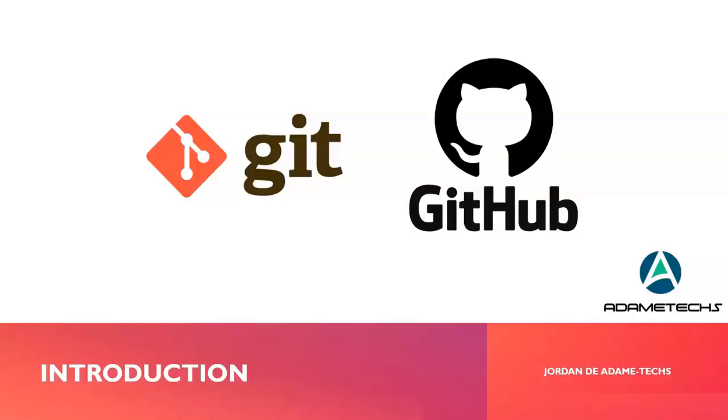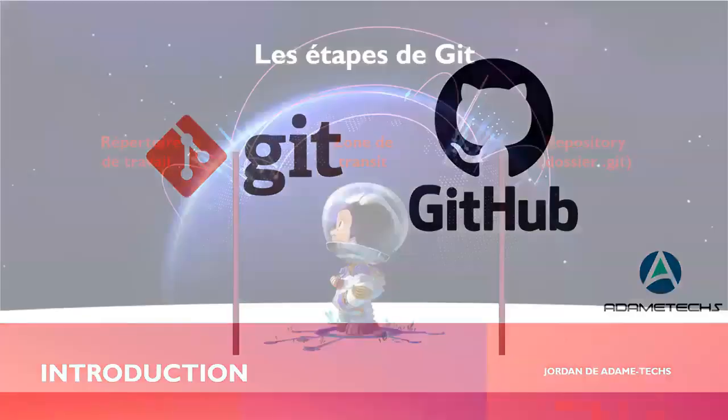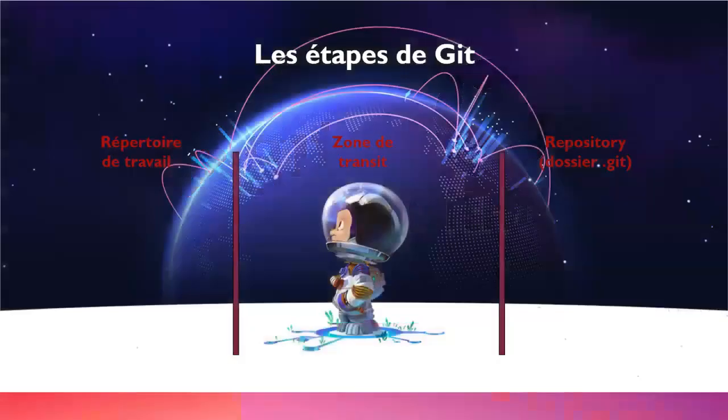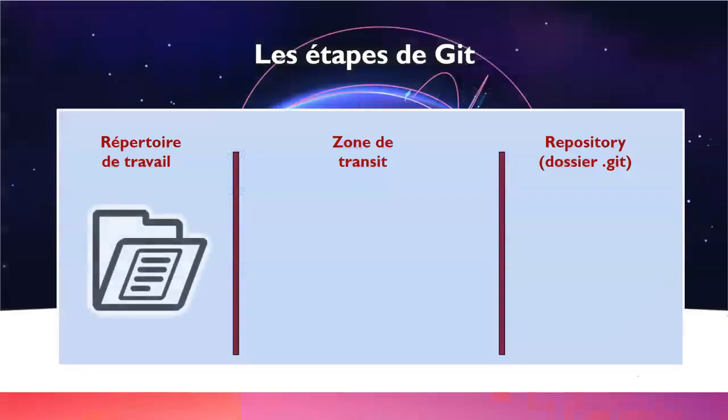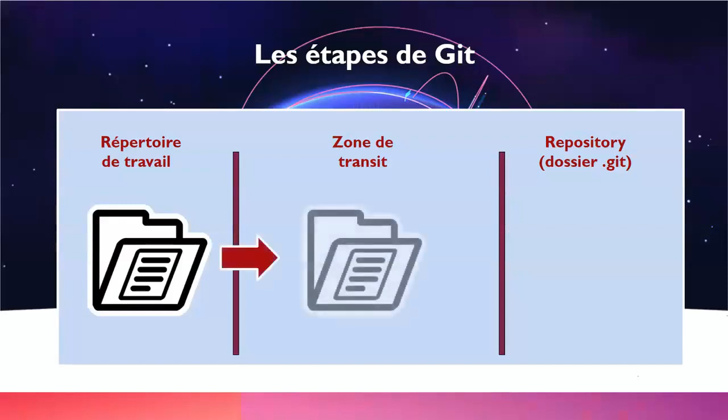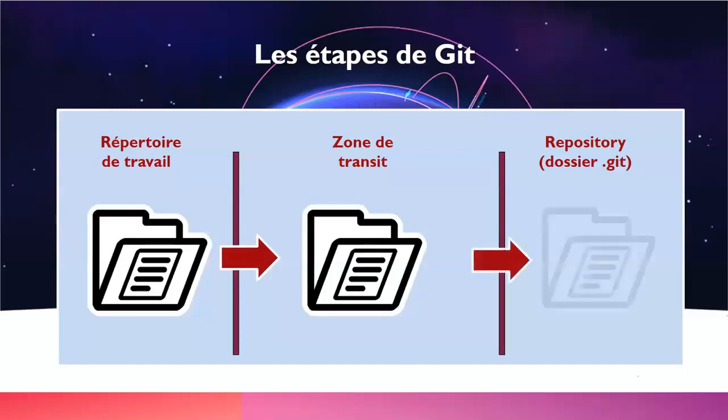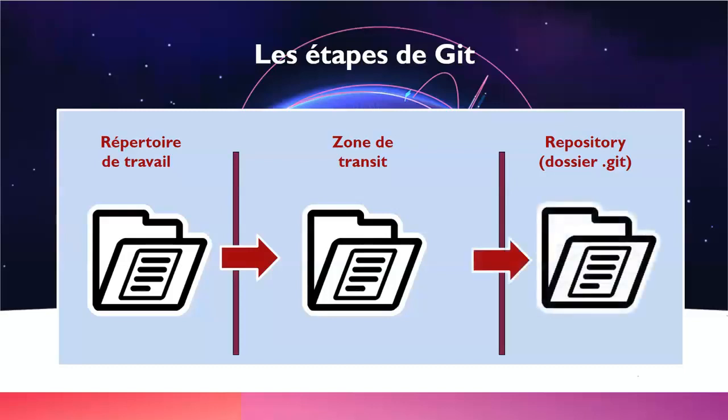You have to know the three local states of files managed by Git. We have the working directory, the staging area, and the Git repository, or the commit history. The working directory contains all the files and folders of your application that may be tracked or not by Git. Anyway, Git knows about all its files.